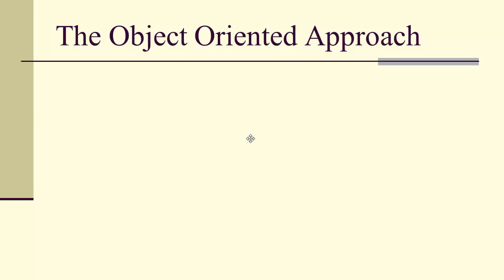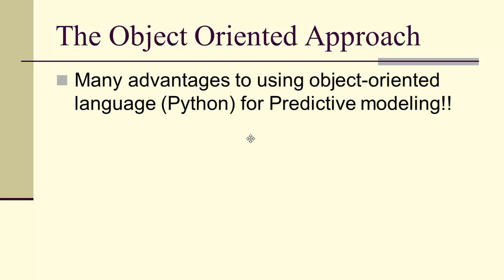Now let me just finish up by saying that we used throughout the entire semester an object-oriented approach. We didn't use R. I like R. We use R for lots of things. But R is not strictly object-oriented. It is if you get something called Bioconductor, then you can use S4 and S5 classes. But there's a huge advantage to using object-oriented, in particular for us, Python, for predictive modeling.